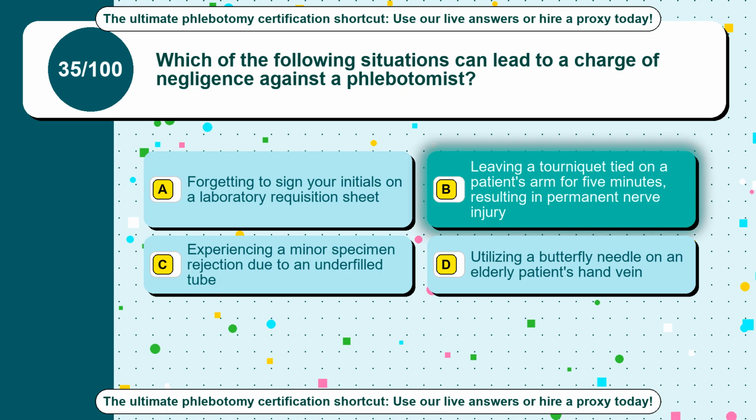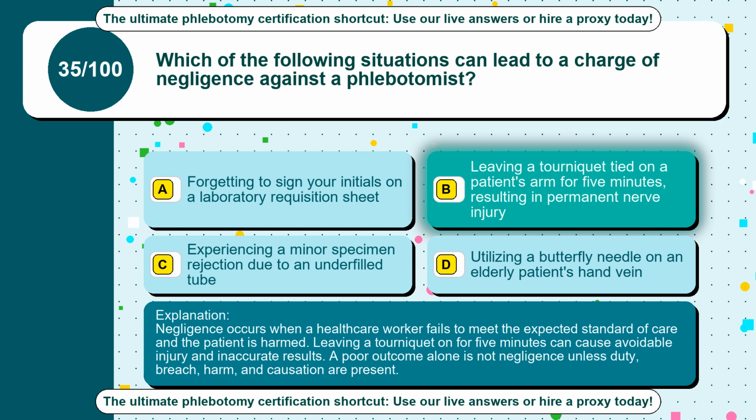The correct answer is option B. Leaving a tourniquet tied on a patient's arm for 5 minutes, resulting in permanent nerve injury. Negligence occurs when a healthcare worker fails to meet the expected standard of care and the patient is harmed. Leaving a tourniquet on for 5 minutes can cause avoidable injury and inaccurate results. A poor outcome alone is not negligence unless duty, breach, harm, and causation are present.